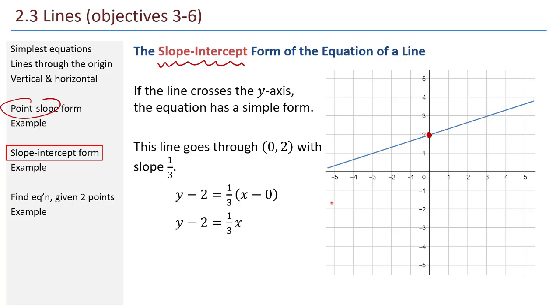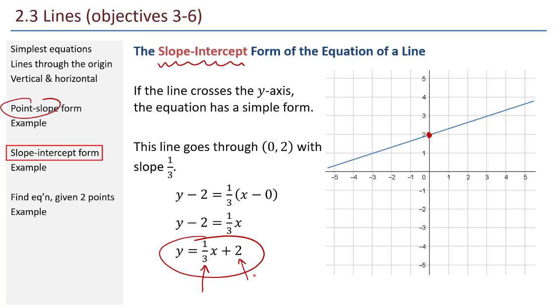And then let's go ahead and add 2 to both sides, and I get y equals 1/3 x plus 2. That is the slope-intercept form of the line. I can see the slope right there, there's my 1/3, and I can see the intercept right there. The intercept of that line is 2.